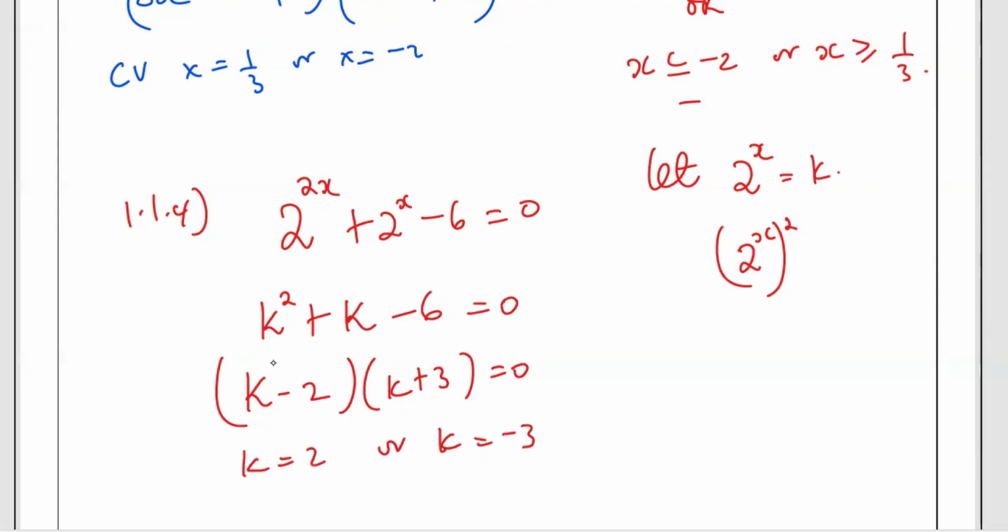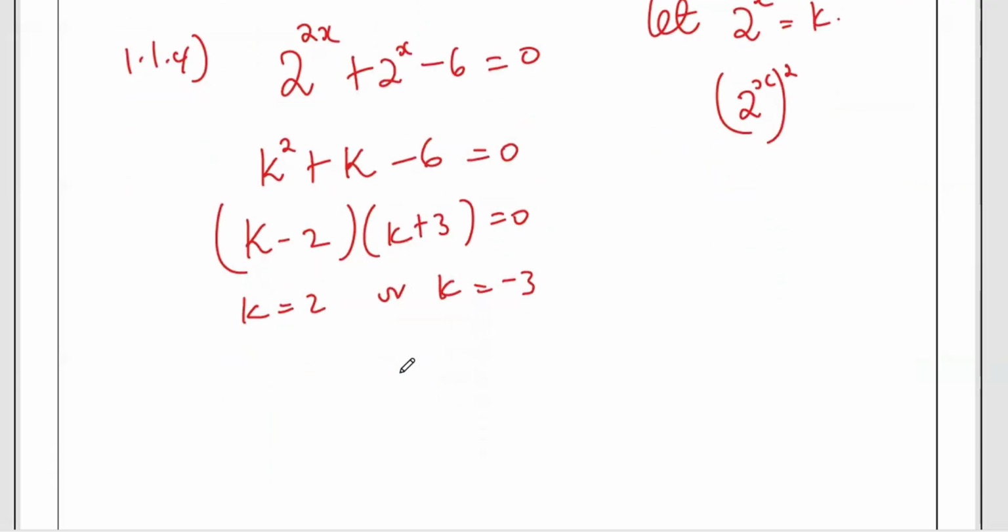But remember, the question is not asking for k. It's rather asking for the value of x. So I have to go back and substitute k with 2^x. So 2^x is equal to 2. Same base, so x is 1.